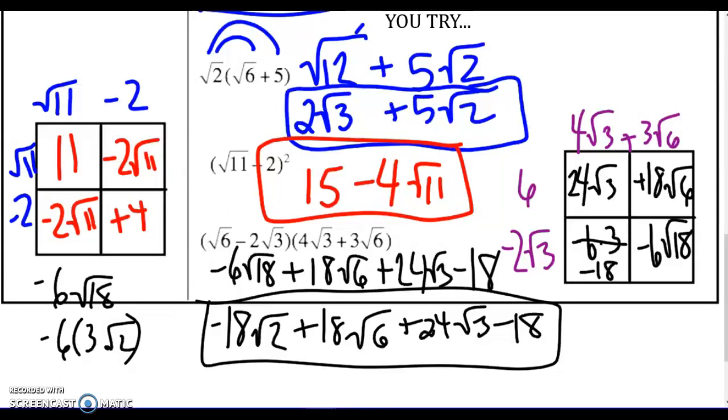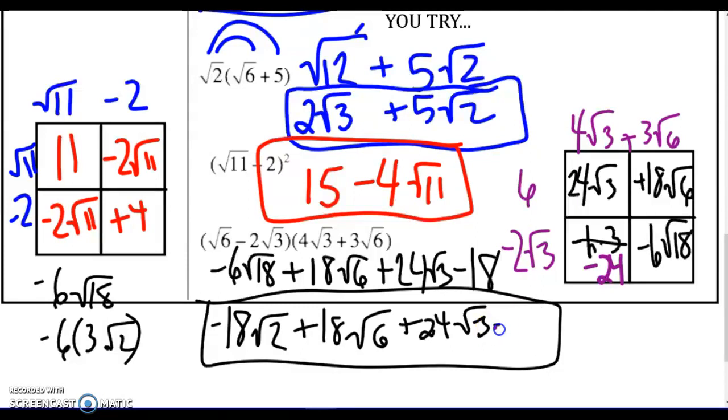And the last one, holy moly, that one got big. So I wrote it out across the top, across the side. 6 times 4 root 3 is 24 root 3. 6 times 3 root 6 is 18 root 6. Now you might have this written down differently, but you would get the same pieces. Negative 2 root 3 times 4 root 3 gives me, oh no, I made a mistake. Let's see, negative 8 times 3, oh, this should be 24. Right, so I'm just going to erase that. Negative 24.